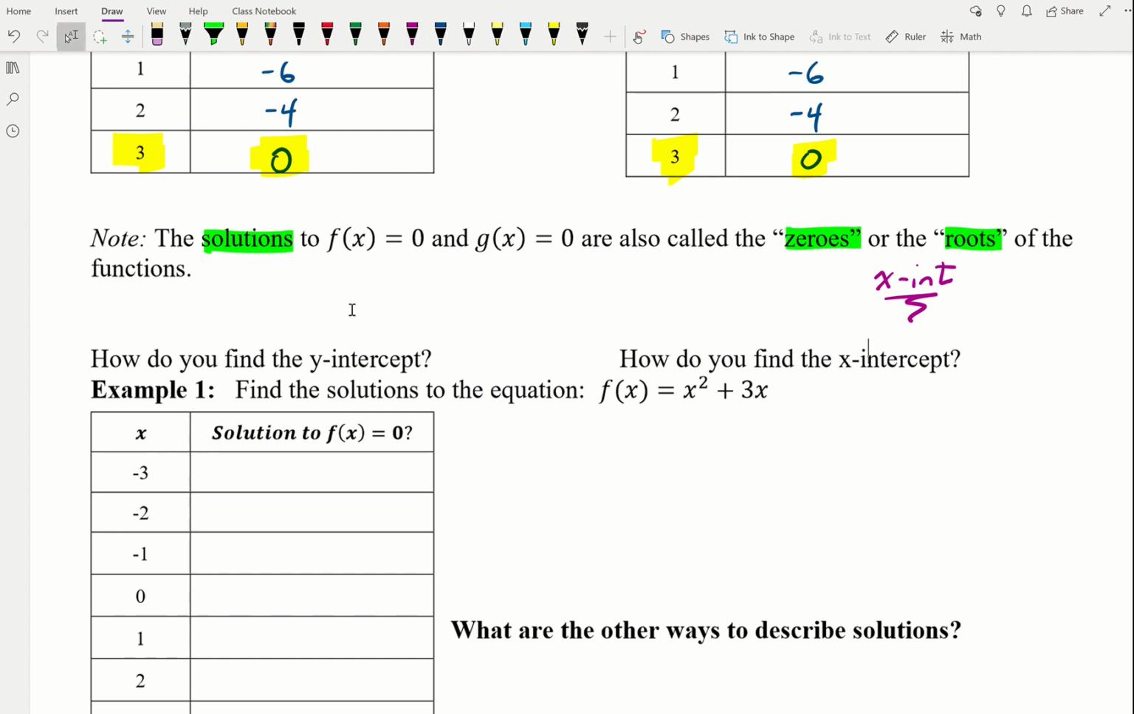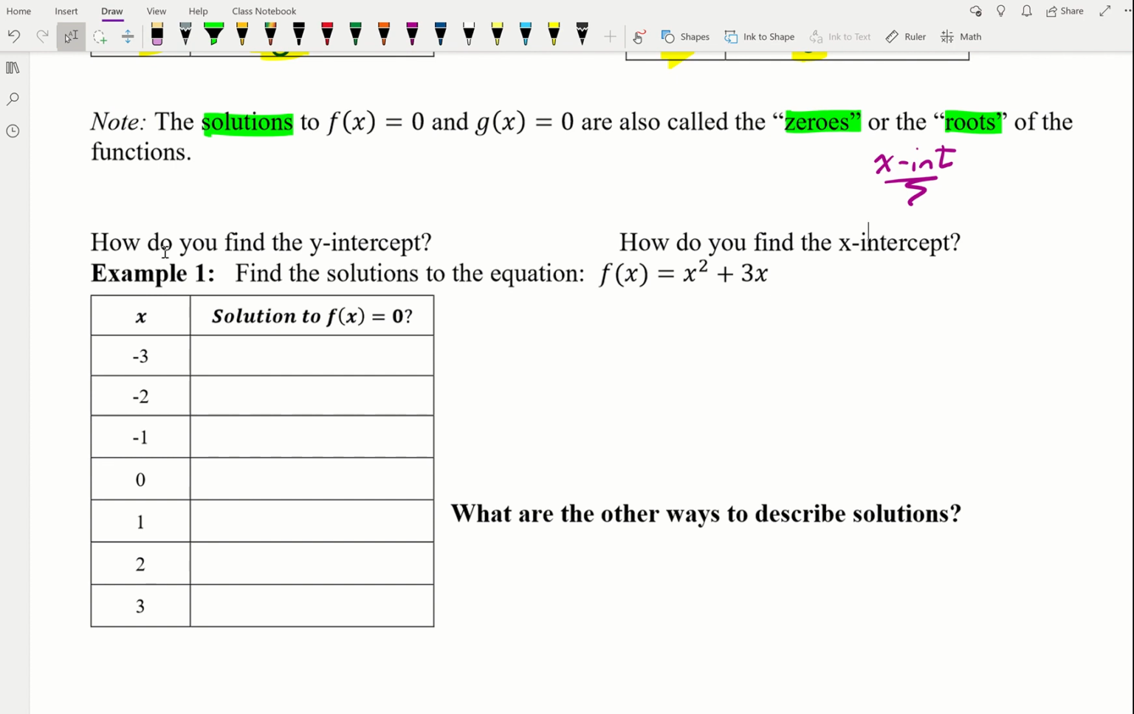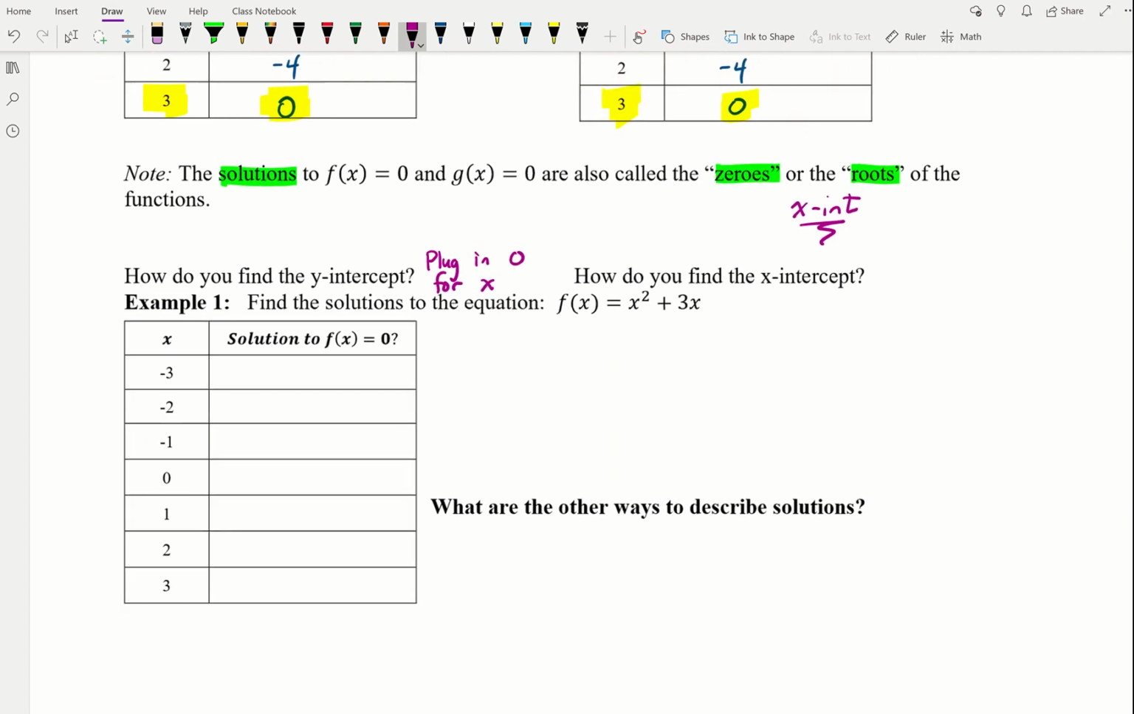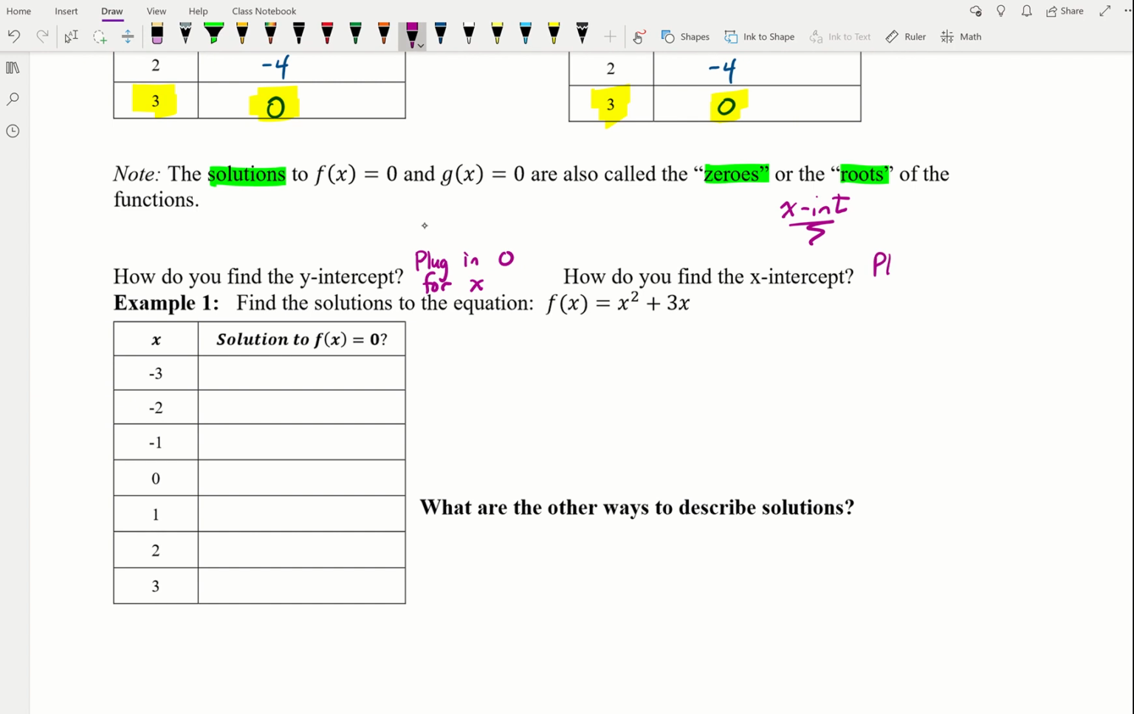All right. Now there's a couple questions here. One says, how do you find the y-intercept? Well, if you remember from chapter 4, the y-intercept always has an x value of 0. So you can plug in 0 for x. Then it says, how do you find the x-intercept? Well, one way to find the x-intercept is you plug in 0 for y. Now, once you plug in 0, regardless, you're going to solve the equation that's left.